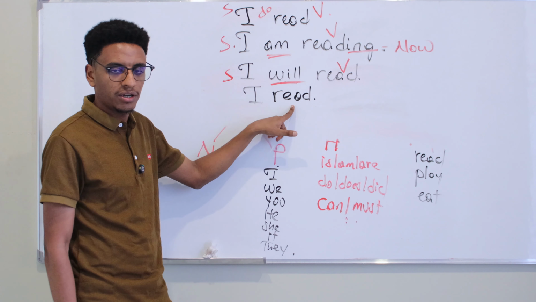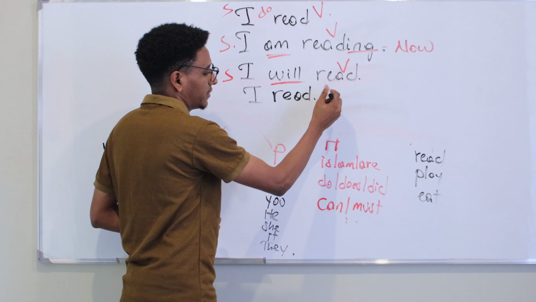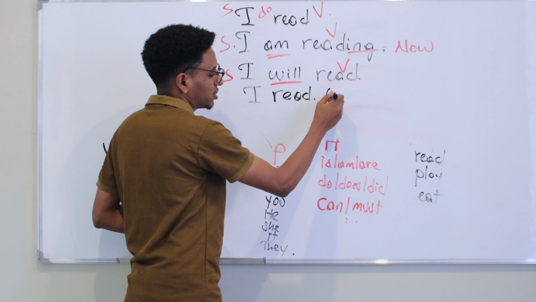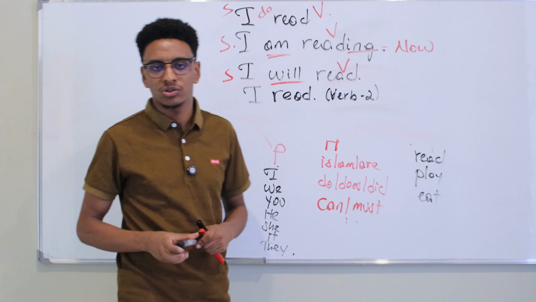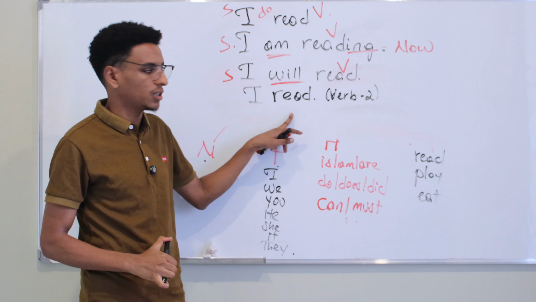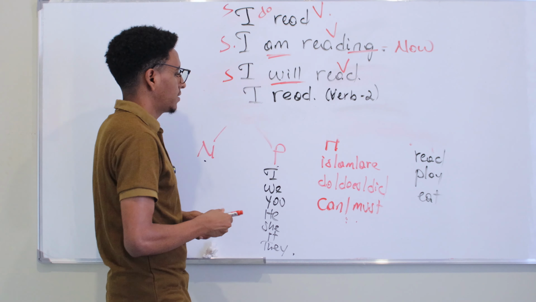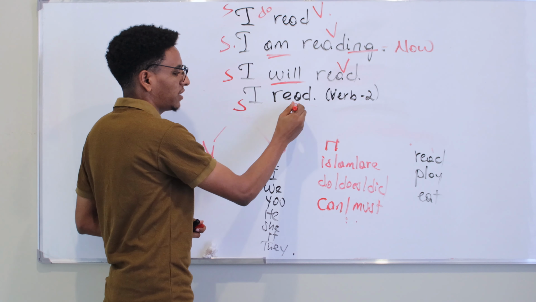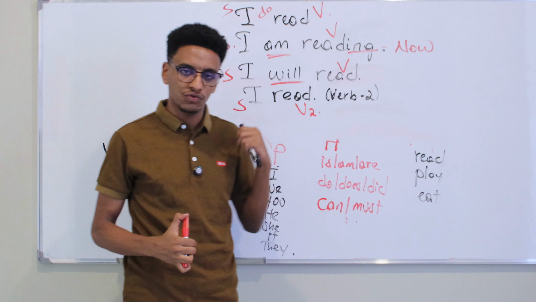So the same thing here. Read is the verb of read. This is an irregular verb, that's why it's not changing. But the way we pronounce it changes. We say I read. For example, I read a book yesterday. This is my subject. This is my verb in its second form. My verb in past form.